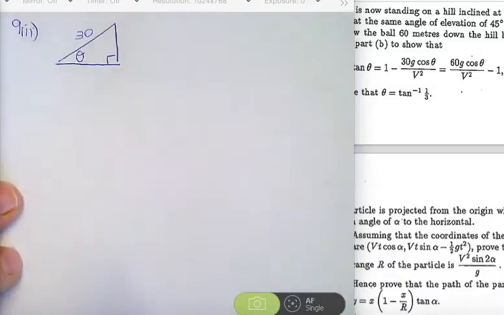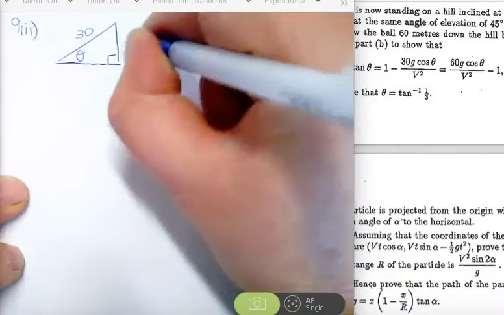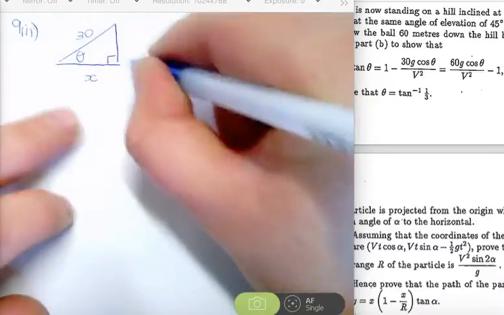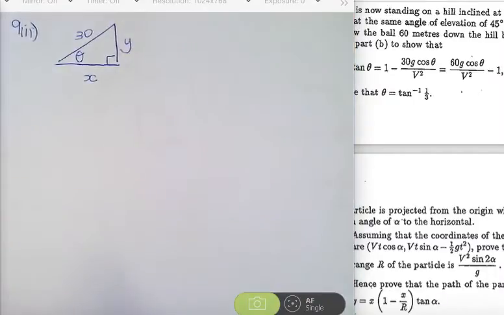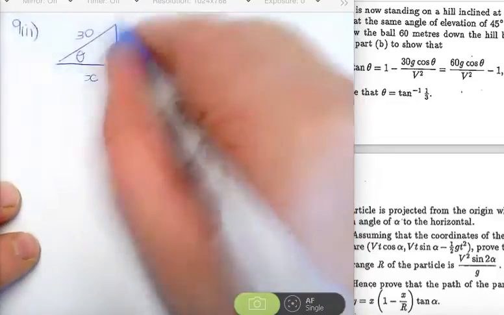So girls, I think we're going to be doing simultaneous equations somehow. This is theta. This is x in the horizontal direction, y. Okay. It's not x dot, y dot. That's a distance of 30. Okay? That's all we know.